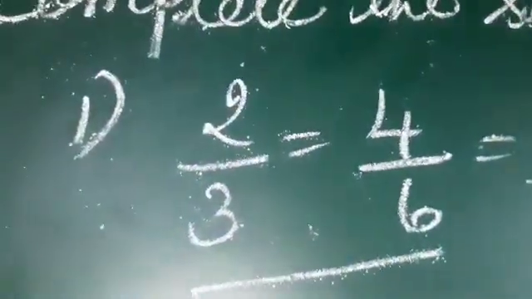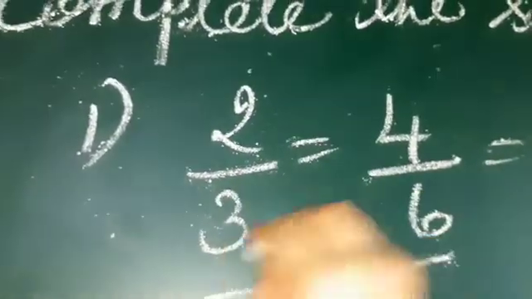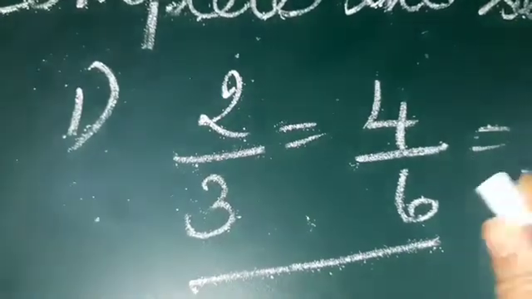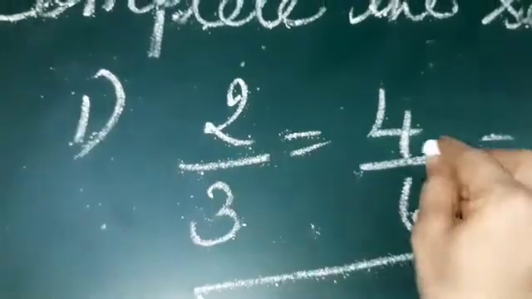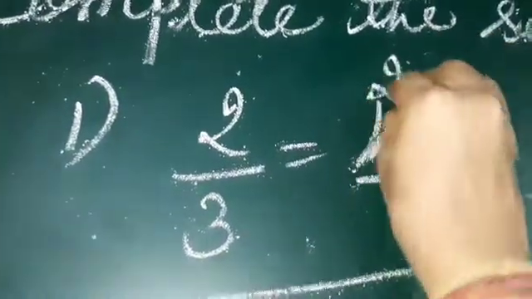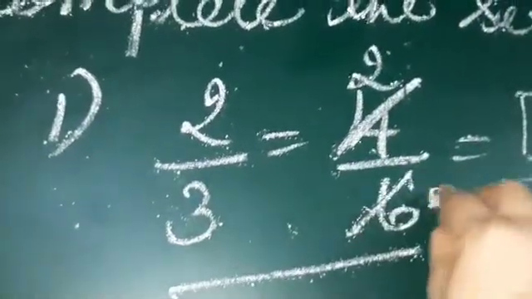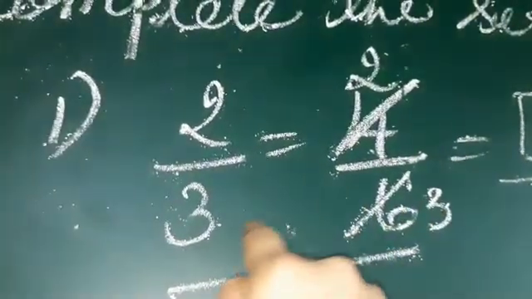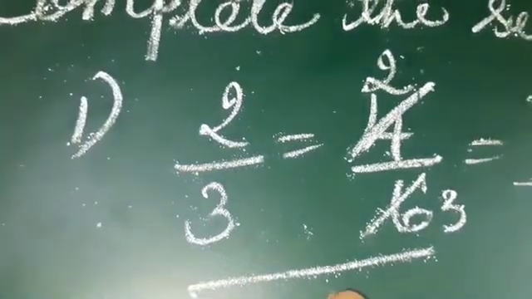An equivalent fraction means which has the same value. For example, see here in the simplification method, I am going to teach you. Listen carefully, students. 2 1s are 2, 2 2s are 4. When we simplify this in the 2 table, we get 2 2s are 4 and 2 3s are 6. An equivalent fraction means which has the same values. So this is called an equivalent fraction.